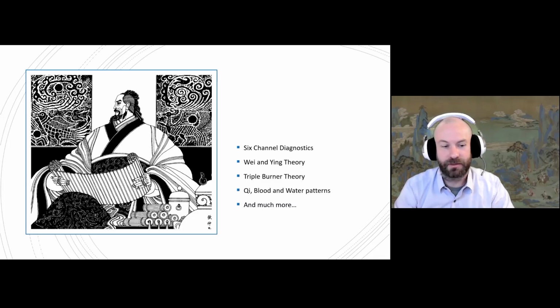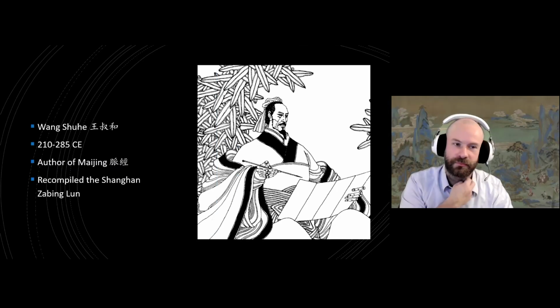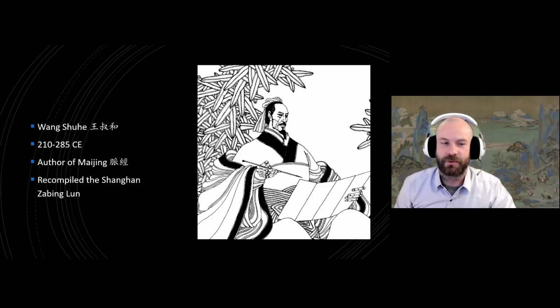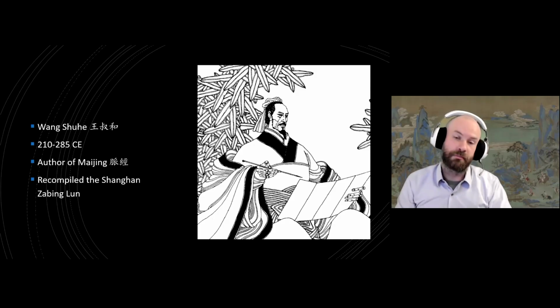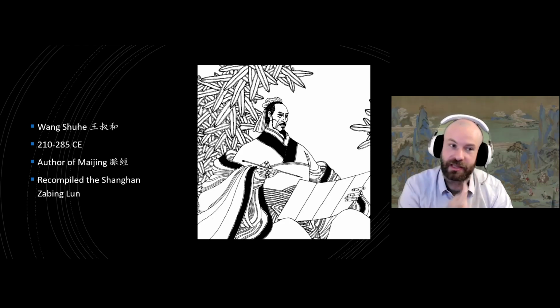Now, who came after the Shanghanlun is none other than Wang Shuhe. Okay. Wang Shuhe didn't know Zhang Zhongjing, and he was the author of the Mai Jing. I believe the story is that he found Zhang Zhongjing's work in the library and it was all messed up, so he recompiled the Shanghanlun. We are very, very lucky that Wang Shuhe found his work and recompiled it, because without him, Chinese medicine would have taken a very different course, I think.